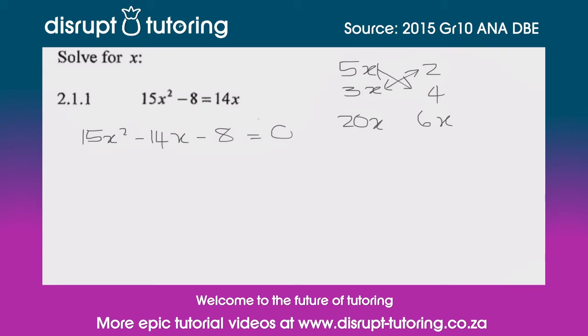So how would we arrange our negatives and positives in those resulting numbers at the bottom? Well, we know that we would need to have a negative 20x, and we would need to add 6x in order to get to our negative 14x. So that means the 5 times the 4 needs to give us negative 20x, so that's going to be a negative in front of the 4. And the 3x times 2 needs to give us a positive 6x, so that means we need to be multiplying a positive 3x by a positive 2.